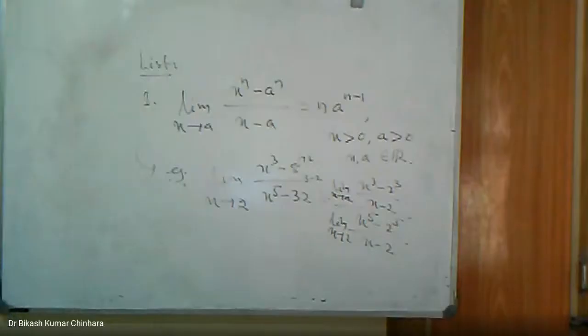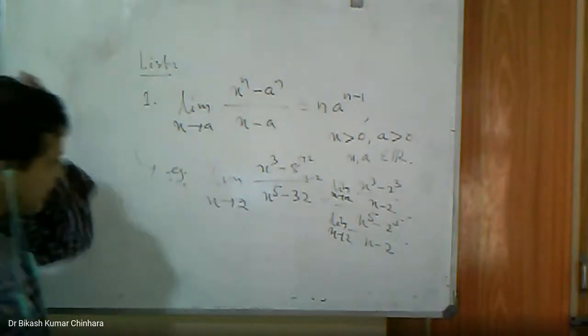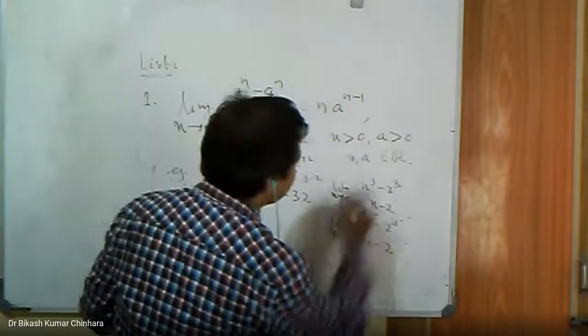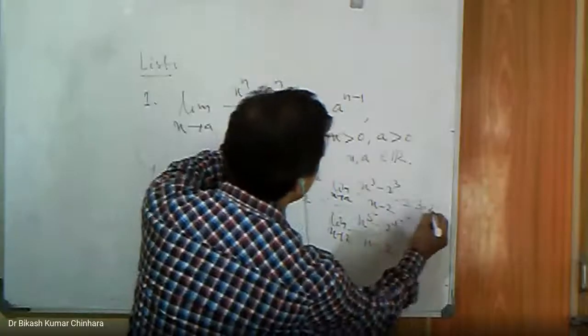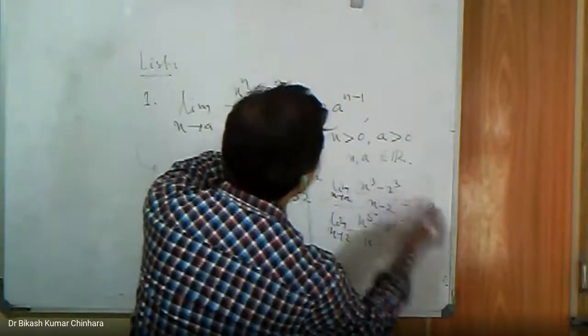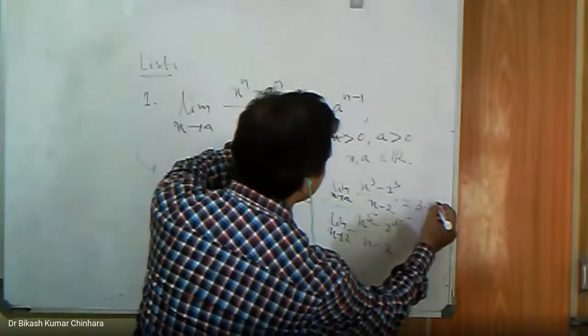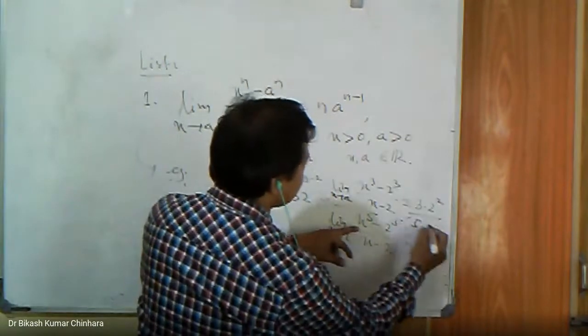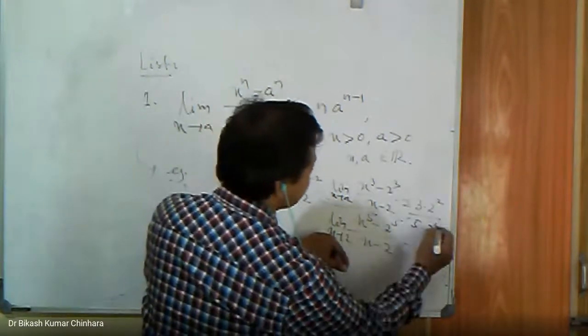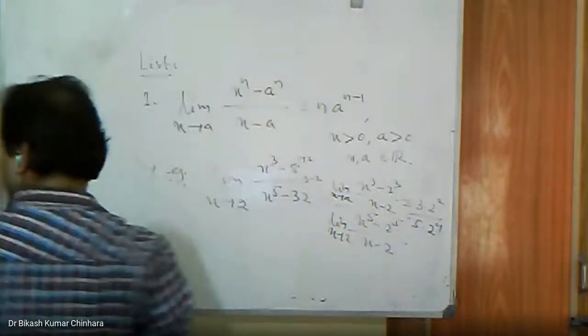Okay, so what should be its limit? Tell me. It is n, where n is equal to 3 by 20. Then a is equal to 2. Then n is equal to 3 means 3 minus 1, it is 2. And the denominator, n is equal to 5, then 2 to the power 5 minus 1 it is 4. So you just do the calculation.